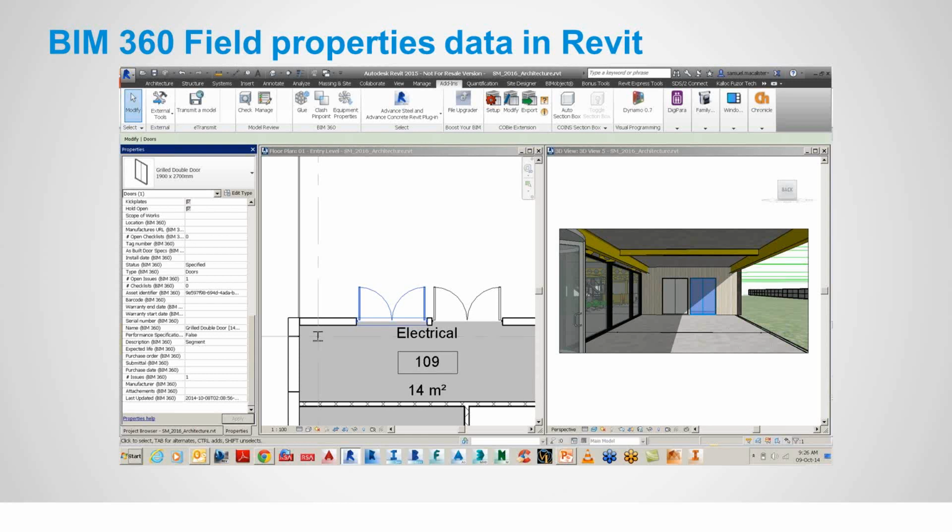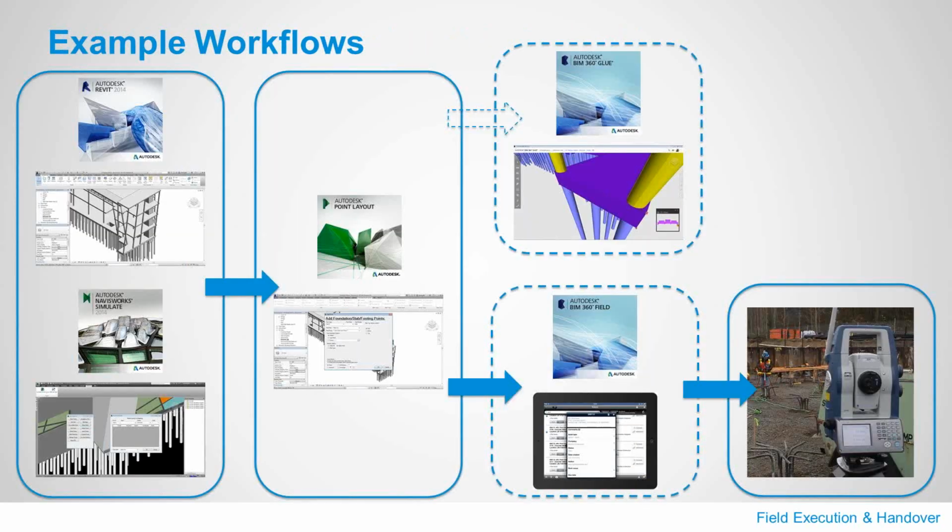Okay, so on to point layout. This is for the surveyors who want to be able to take data from the authoring model out to the site, and then back from the site when they're working with the total stations and working out the different levels. They can take their data back from the total station via BIM 360 Field and Glue back into the Revit environment.